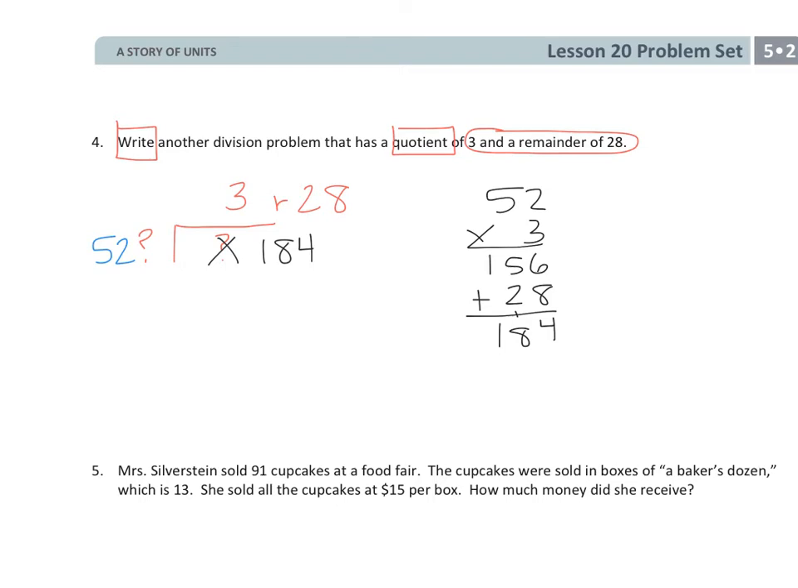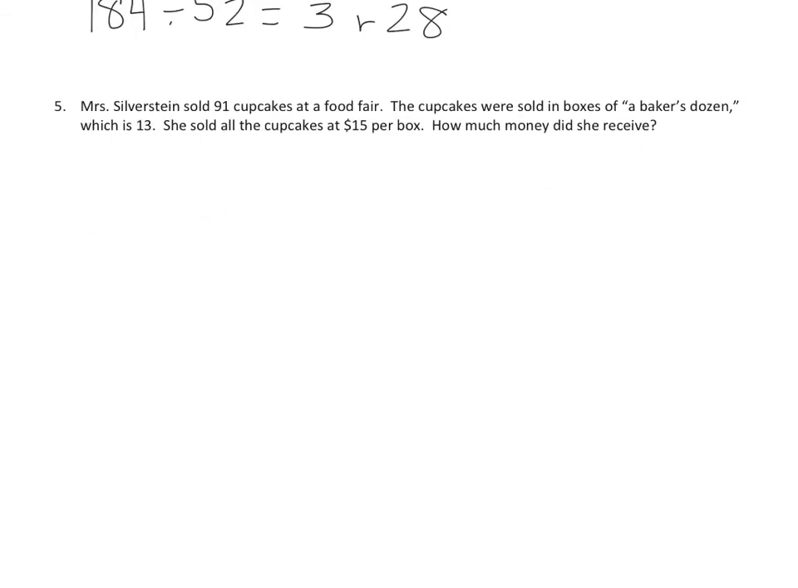So our division problem that we just made is 184, and when you divide it by the divisor of 52, you will get a quotient of 3, remainder 28. And so there's our division problem. And let's move down to question number 5.